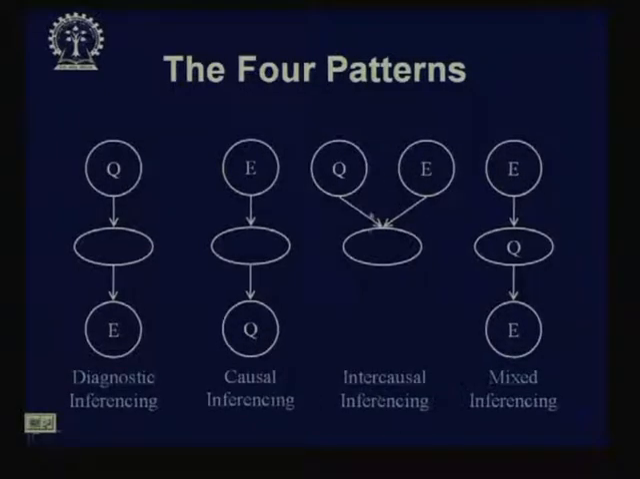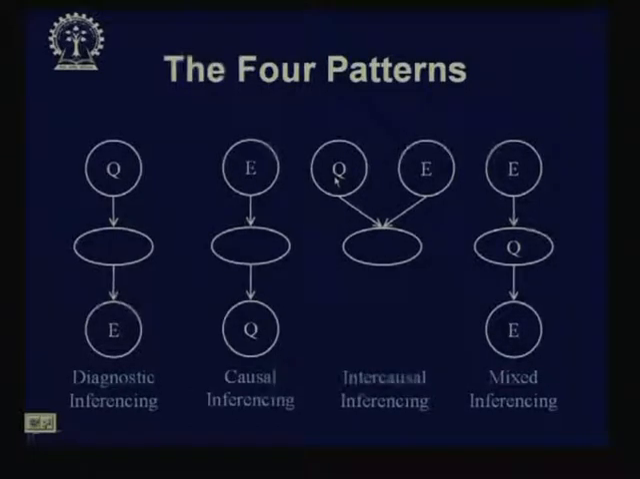The third is intercausal. Something has happened and I know there are multiple causes. I know some probability of earthquake occurring, and I also know the relationship, the probability of alarm being sounded on earthquake. What is the probability that burglary has also occurred? So, there are multiple causes. I want to find this one.